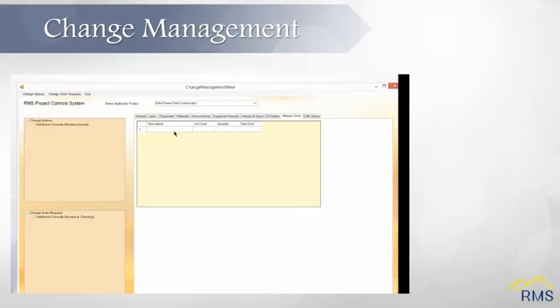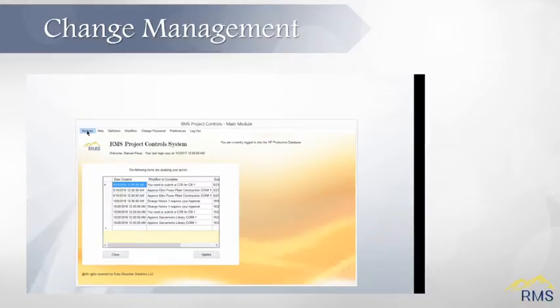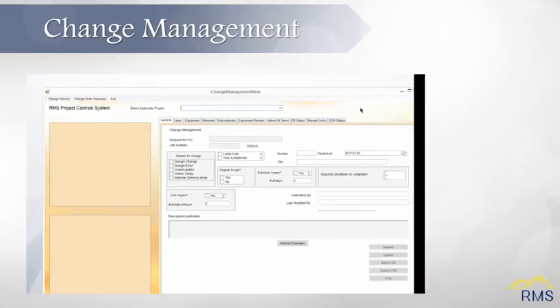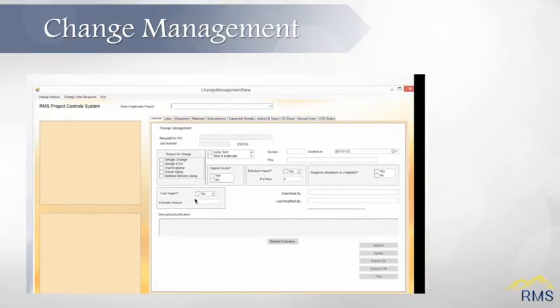RMS PCM has an integrated workflow functionality. When a change notice is created, the project manager is alerted via email of a pending approval action. The pending action will also display in the pending workflow activities grid on login. Once a change notice is approved, then it will be available to create a change order request.